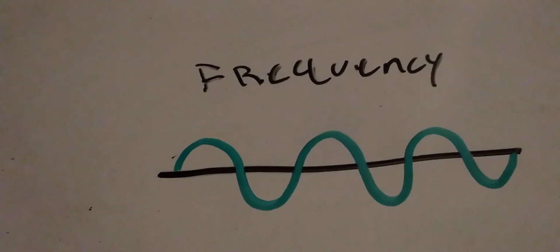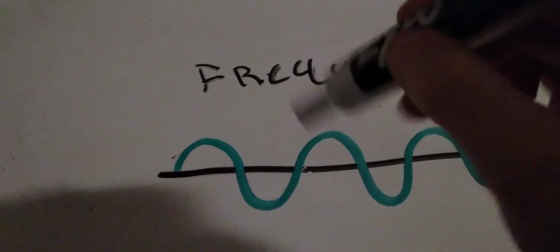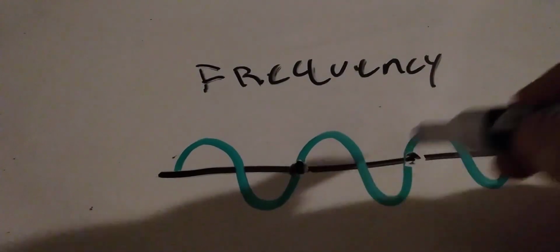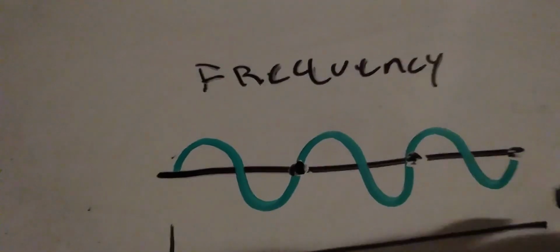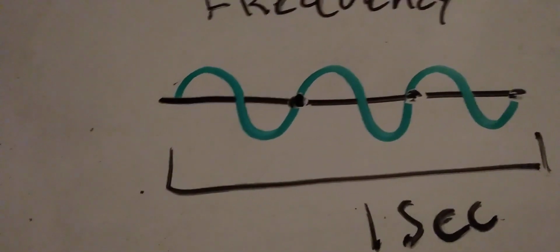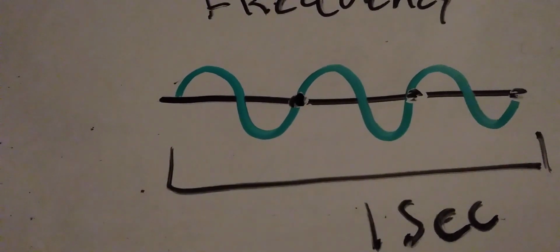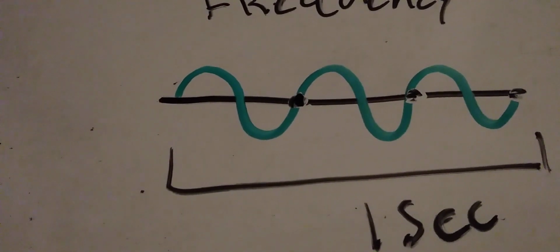With the idea of amplitude, there's also something called frequency. At the end of each wave, once it makes one full cycle, that would be 1 hertz. So there's about 3 hertz here. And if this is about, let's say, 1 second, that means we would have 3 hertz for every 1 second. Hertz is the measurement of frequency.